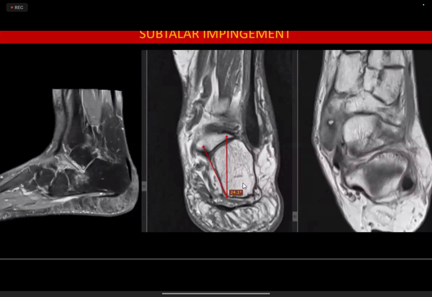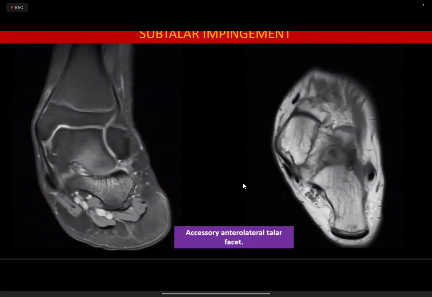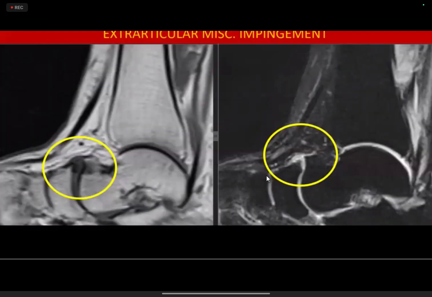and there is resultant impingement in chronic cases. So this was a case which was contributed to me by Dr. Gaurav Vasith, and this was a beautiful case of an accessory anterior lateral talar facet. What we can see is, because of this facet, there is reduction in the joint space, and there is corresponding edema and early pes planus, and patients usually present with pain along the lateral aspect.